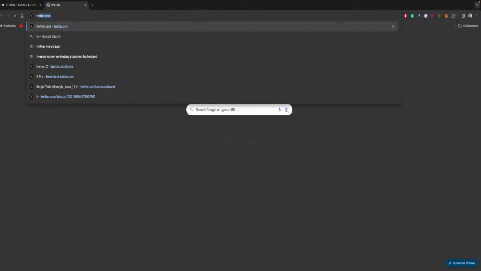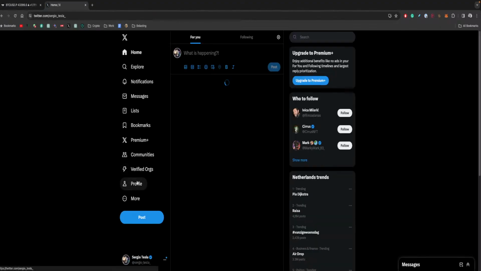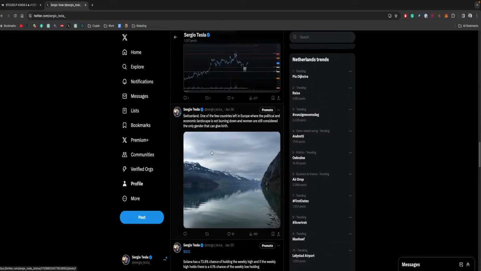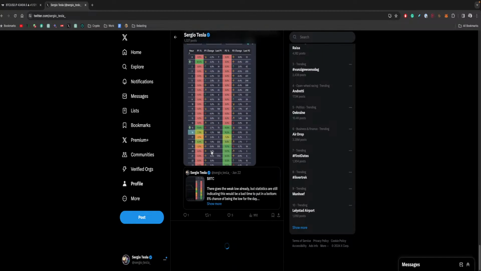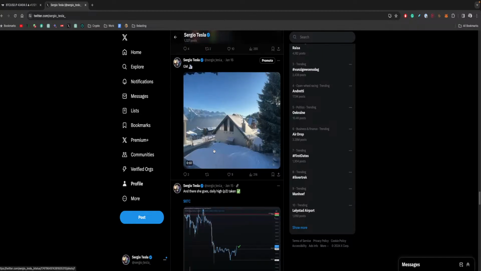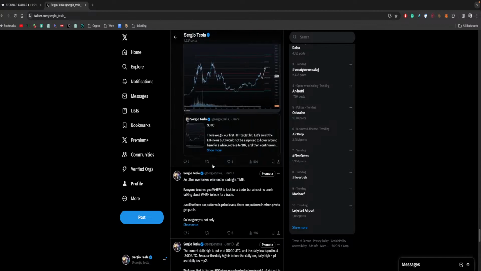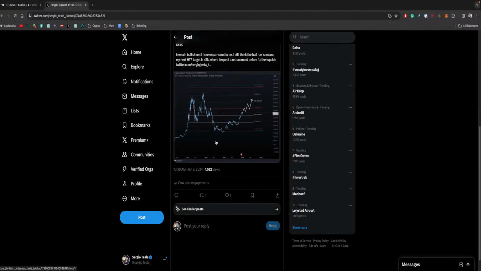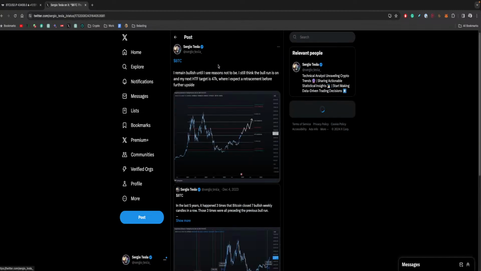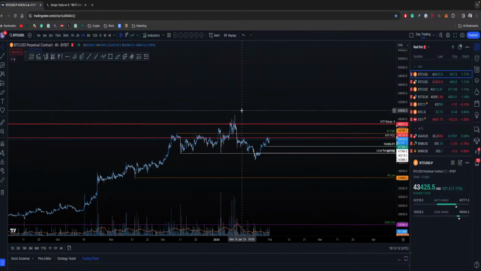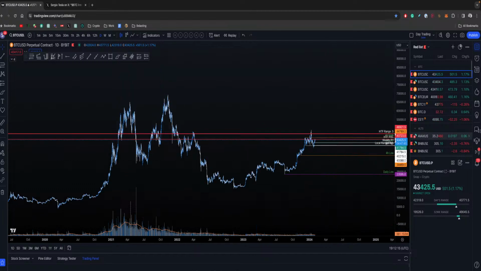And this is actually a play we've been looking at. Let me just take that, just so we are talking about the same thing. Those are statistics that we're going to go through. Yeah, right. So what we were saying for a while is our main view is bullish until I see reason not to be. I still think the bull run is on, and my next high time frame target is 47K, where I expect a retracement from the upside.